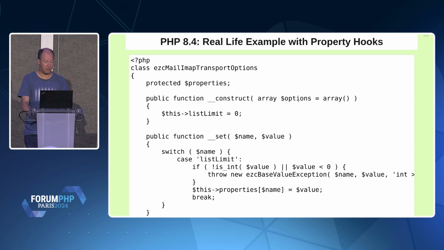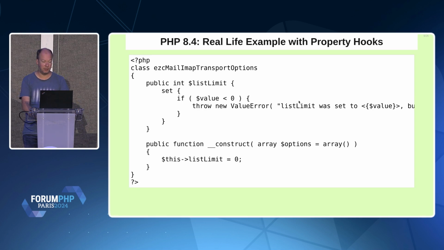So now with PHP 8.4, you can do that. You can define your property as a public int listLimit, and then on the set operation, if the value is smaller than 0, then we throw a ValueError. So with a lot less code, you can now do that. Now, I just realized, although I updated the slide, I didn't put the code back in again. This set operation doesn't actually do anything because I don't assign this listLimit to the value that's coming in. So that should be after the if statement here.